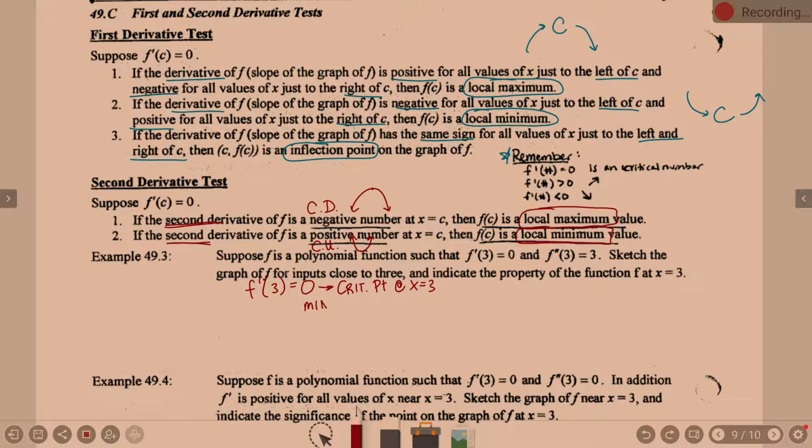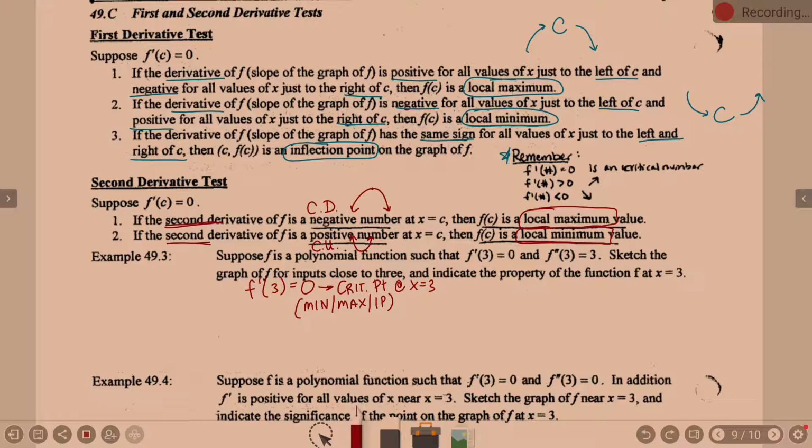Yep, min, max, or an inflection point. We don't know which right now. We don't know any other information, but that's what we have. Are we good with that information?